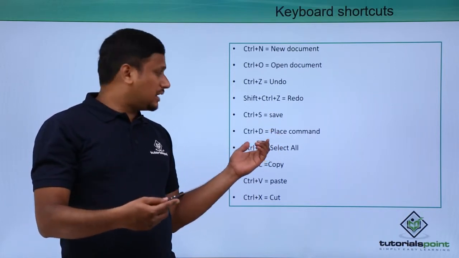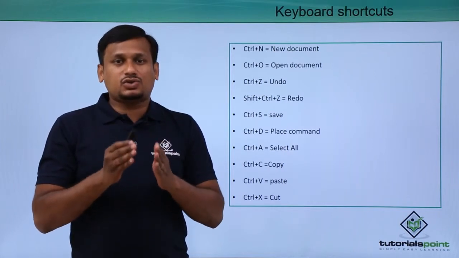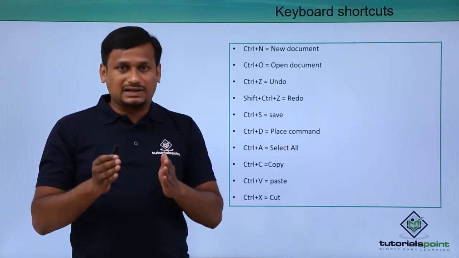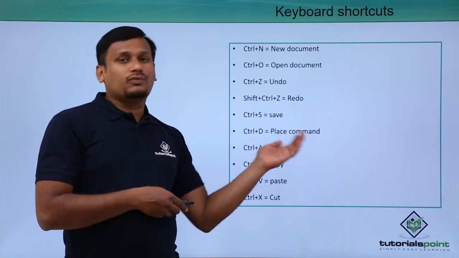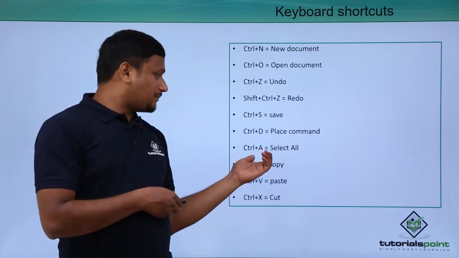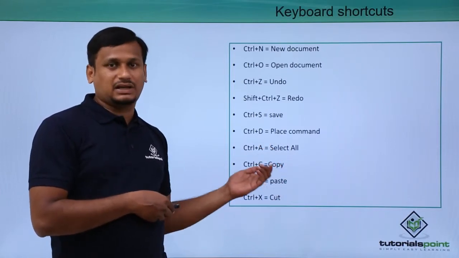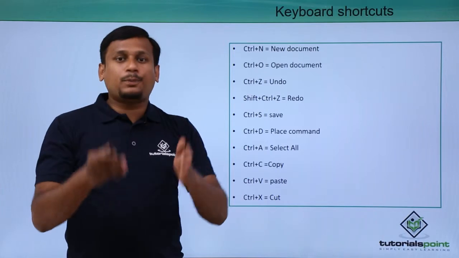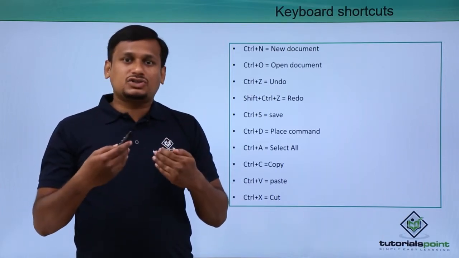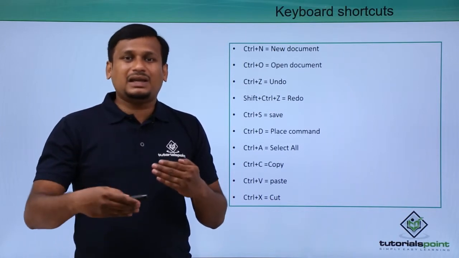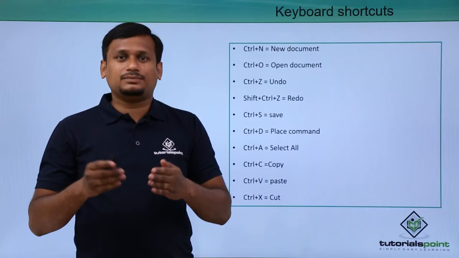Ctrl S to save. Ctrl D is a shortcut which is called the place command. Like any external source, like images, if you wanted to get into the InDesign, we use Ctrl D as a place command. We can get it into the Adobe InDesign. Ctrl A to select all, then Ctrl C to copy, Ctrl V to paste, and Ctrl X to cut. So these are the important and familiar shortcuts of Adobe InDesign, which will make us work easily, comfortably, and quickly. So let us see these things practically.